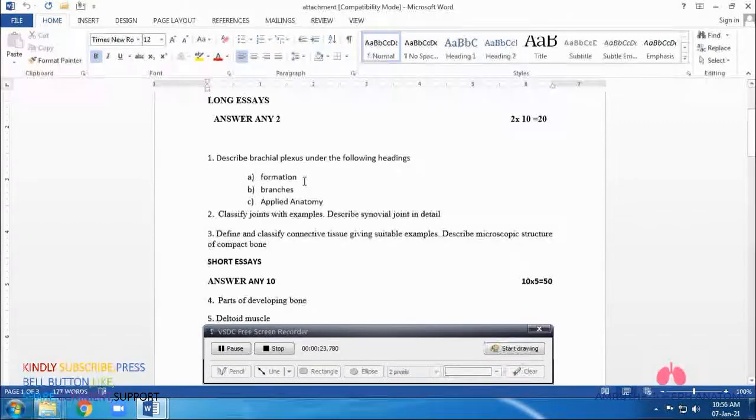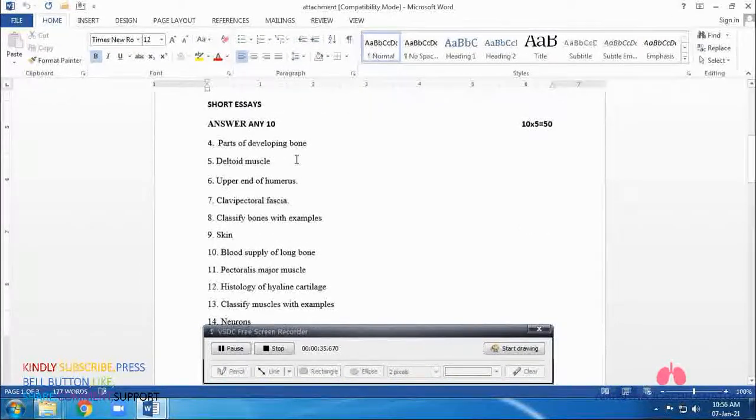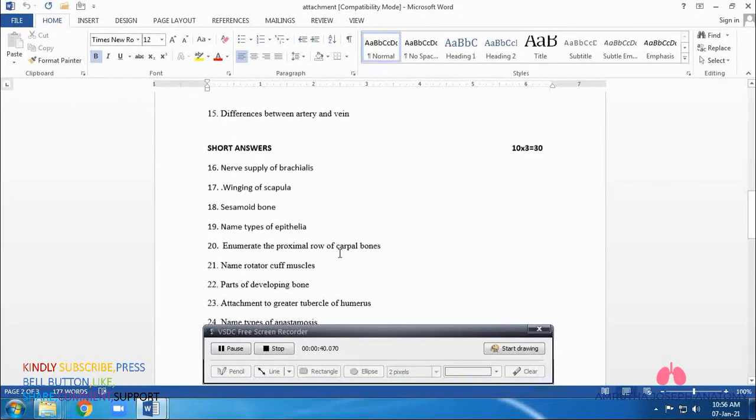Short essays, you'll have questions. From this, you have to write any 10. Each question carries 5 marks, so a total of 50. Then coming to short answers, here you don't have any choice. You have to write all the questions' answers. Each question carries 3 marks. It may be 3 marks in some universities, 2 marks in some universities. So let's see the questions. We are going to see the questions according to region.